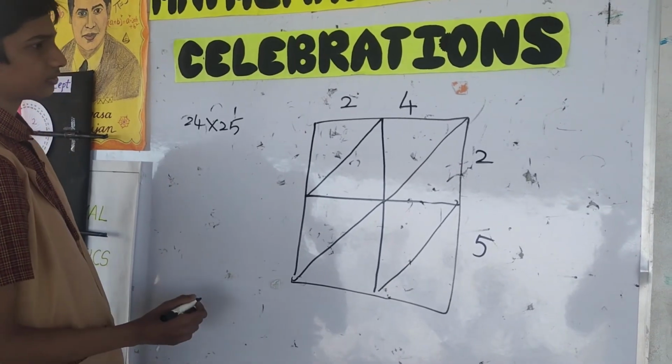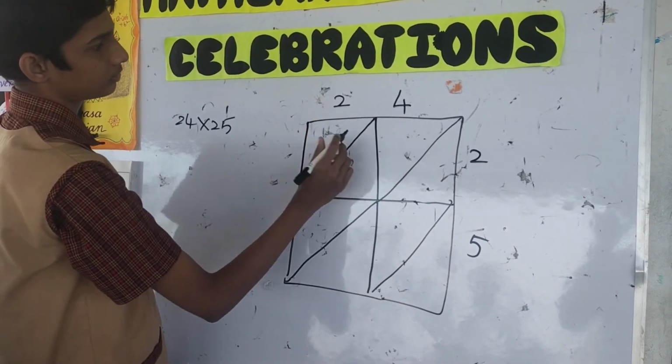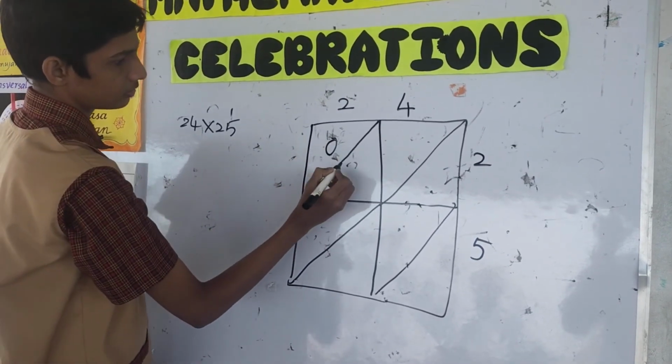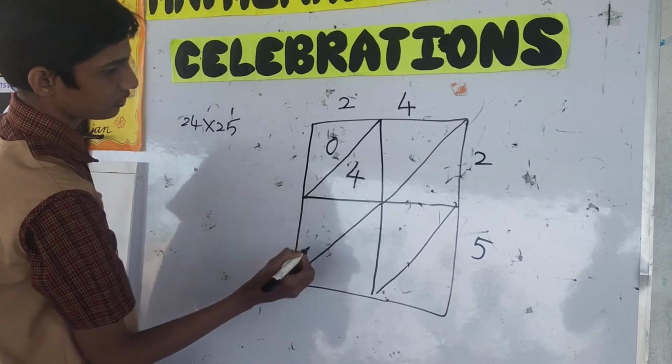And now we should multiply the numbers. Firstly, let's multiply 2 and 2. And we are getting 4. So that is a single digit number. We have to write 0 and 4.